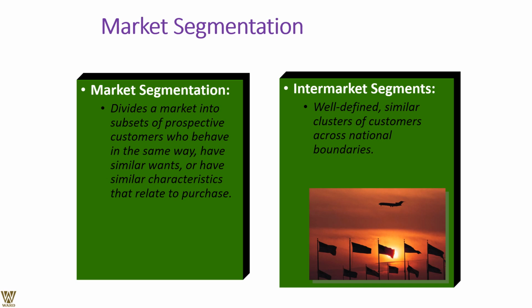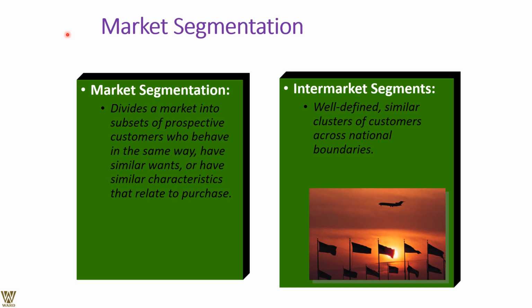So what exactly are intermarket segments? It's a well-defined, similar cluster of customers across national boundaries. What did I say about market segmentation? It is uniform, homogeneous customers having similar characteristics, probably age group, income, or gender orientation. They have similar wants and similar needs. That is what customer segmentation is all about.